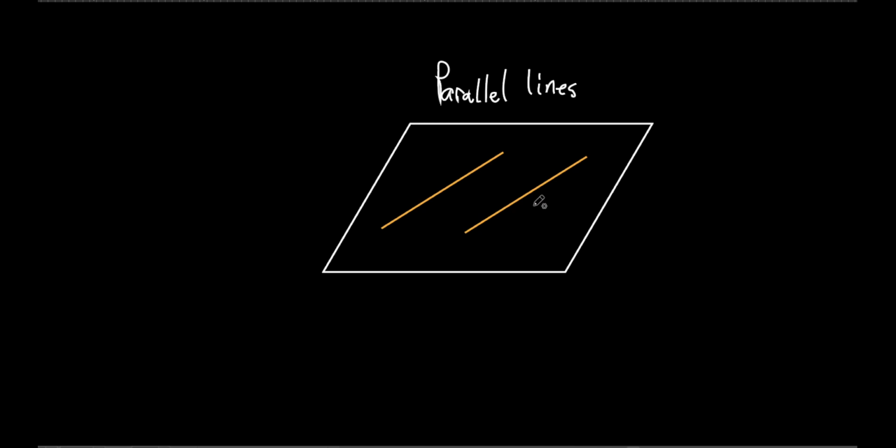So that's parallel lines. So they're coplanar lines. They lie in the same plane. You can write it down if you want. They're coplanar lines that do not intersect. That's the definition. They're coplanar lines that do not intersect.